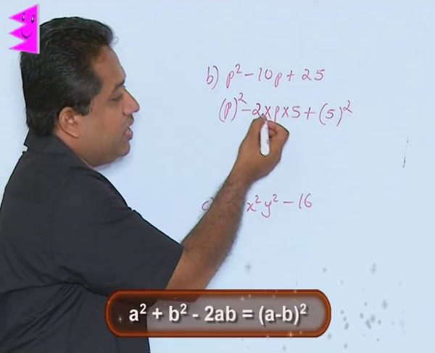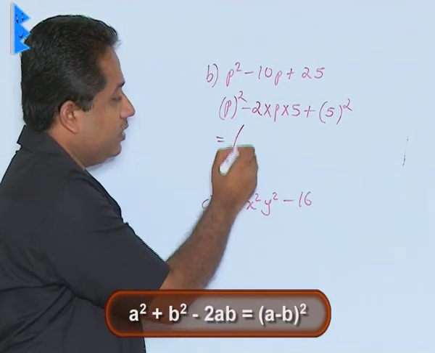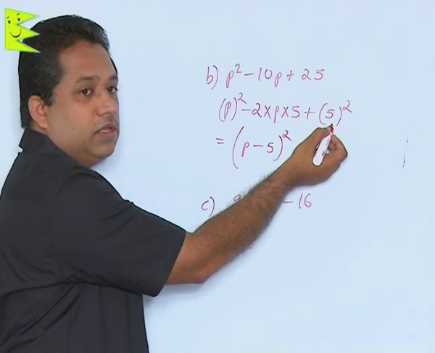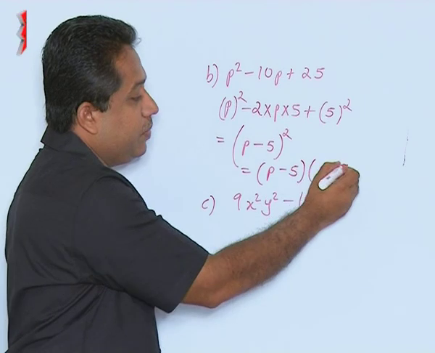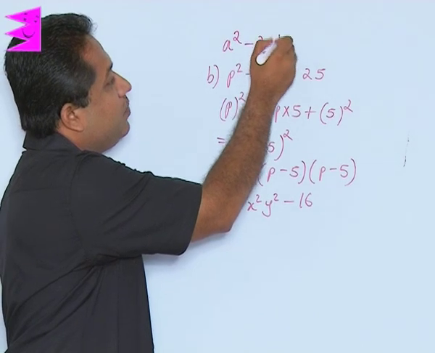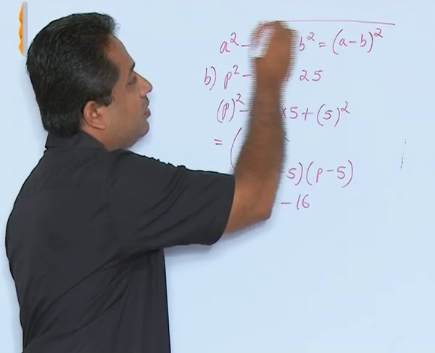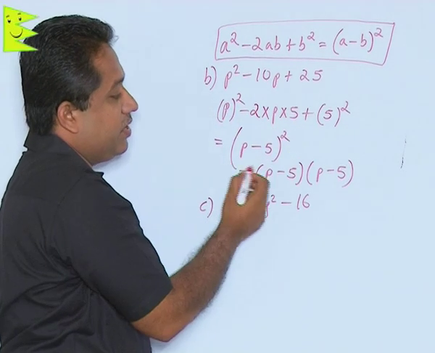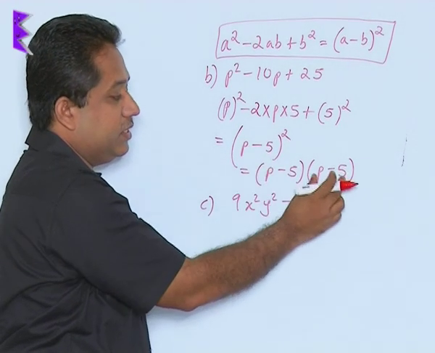So, we have a square, we have minus 2ab and we have b square. So, the identity is a minus b whole square. So, we get p minus 5 whole square. This is a and this is b. So, p minus 5 whole square indicates that the factors are p minus 5 and p minus 5. So, in this question we have used the identity a square minus 2ab plus b square is equivalent to a minus b whole square. So, this is the identity that we have used here, and when we are writing in the factor form we will just write the bracket twice.